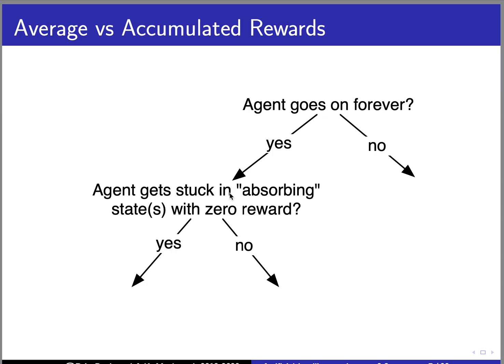However, if the agent goes on forever, they can be very different. If an agent gets stuck in an absorbing state, so it dies, for example, what's the average reward? What's the total reward? But what if the agent goes on forever and keeps receiving rewards? What happens with the average reward? Okay, just think about that before class.